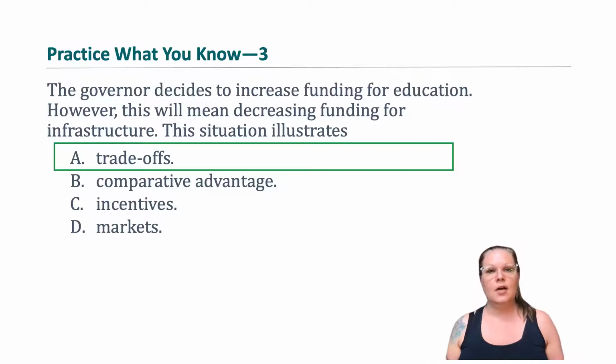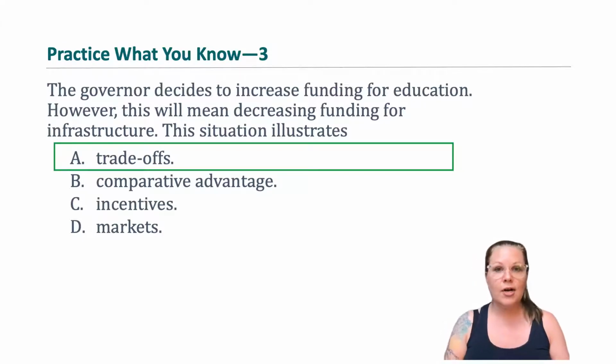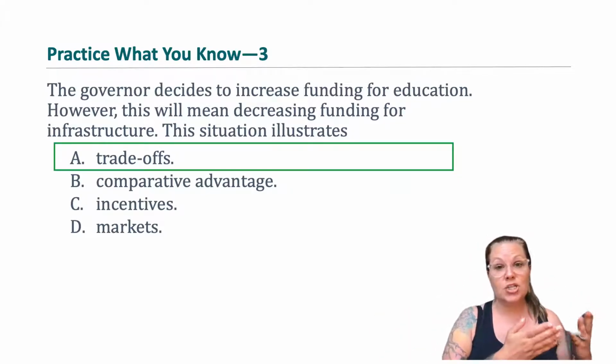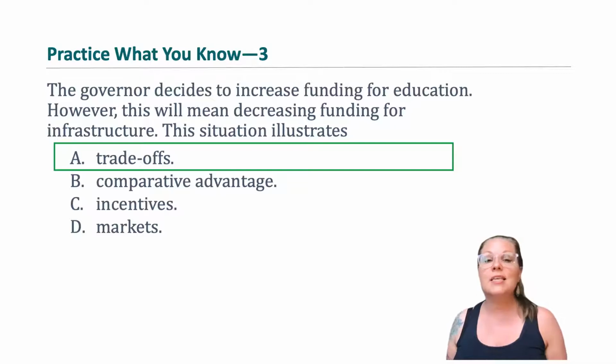So, for example, a governor decides to increase funding for education. However, funding is a limited resource. So in order to increase funding for education, it means that there had to be decreased funding for something else, in this case, infrastructure. This is a situation that illustrates a trade-off.